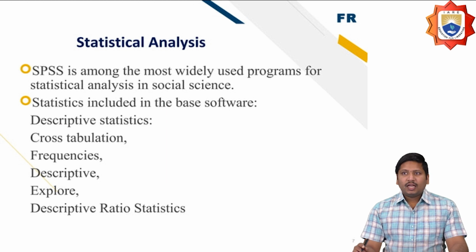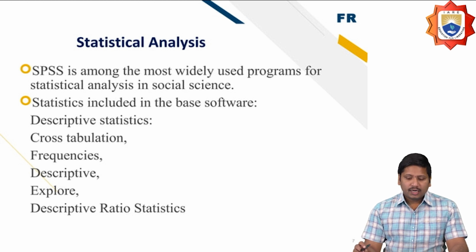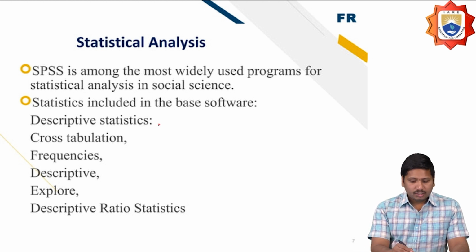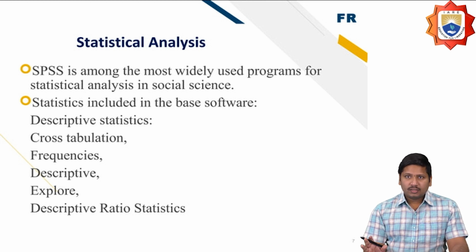So SPSS is the most widely used program for statistical analysis in social science, and these statistics are included in the base software, like descriptive statistics, cross tabulation, frequencies, descriptive explorer, and descriptive ratio statistics. These are some of the statistics used in the software.